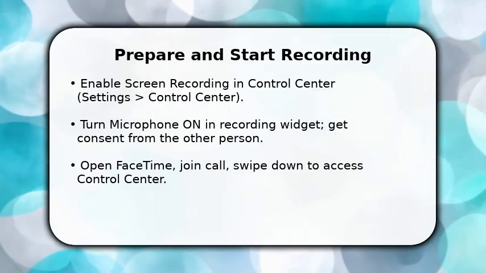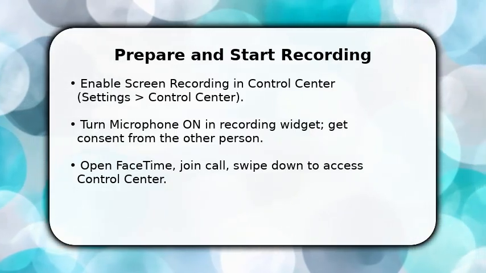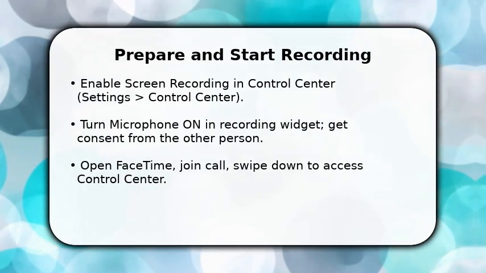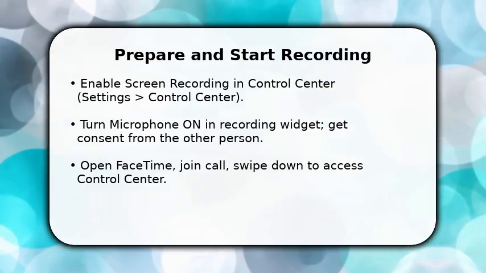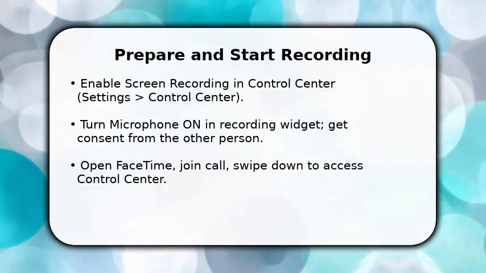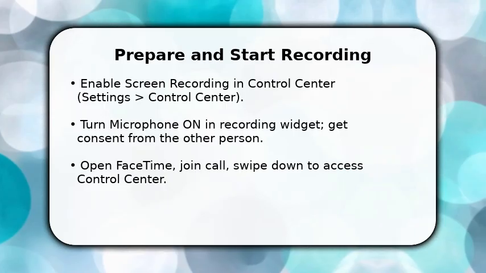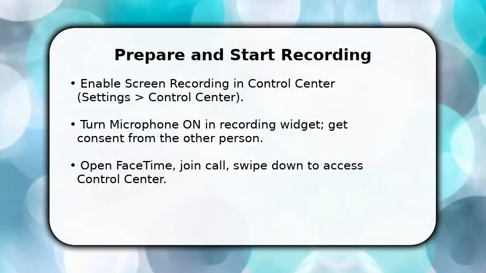You're ready to capture a FaceTime session with audio. First, make sure screen recording is added to your control center. You need that shortcut. Join the FaceTime call and then swipe to open Control Center. Press and hold the record icon, turn the microphone on so your voice and nearby sound are captured, then tap Start Recording. Do this after confirming the other person consents.